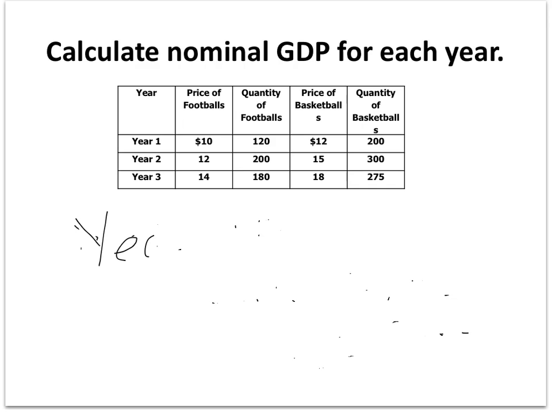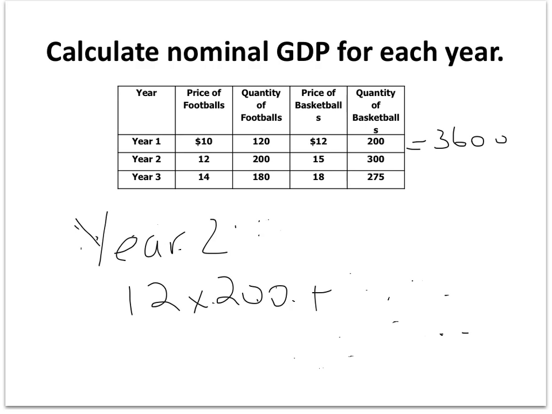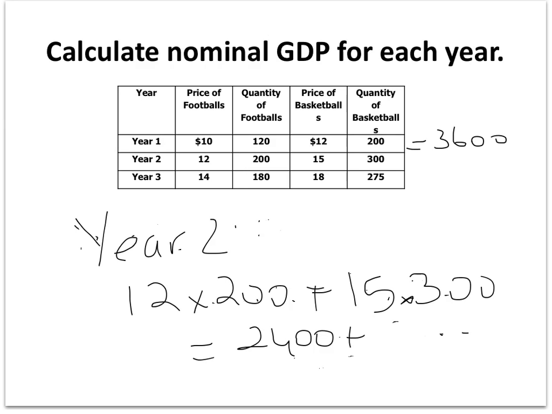Year 2. Now the price of footballs is 12 times 200. Let's write the nominal GDP here, plus 15 times 300. And we will get 24 plus 45, which is going to be 6,900 here. The GDP is 6,900, which is nominal GDP in year 2.